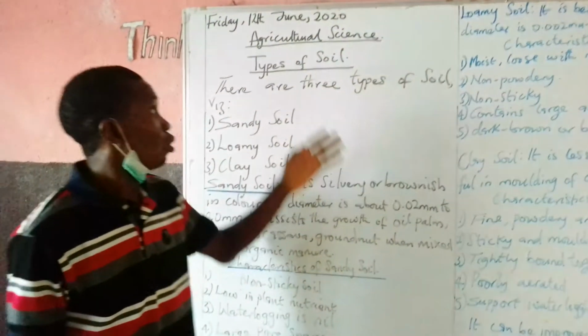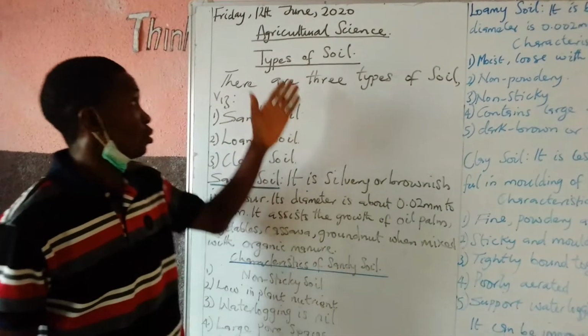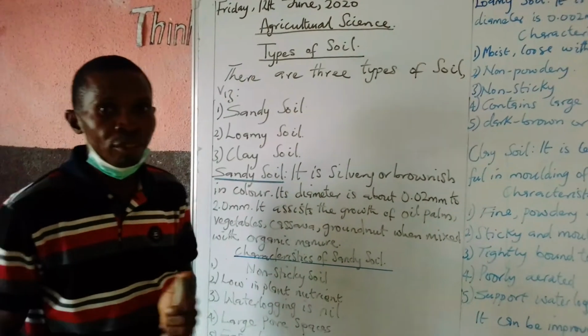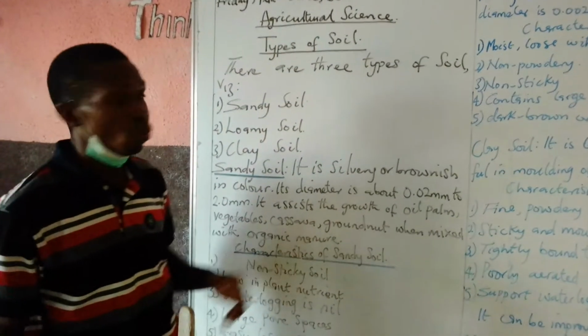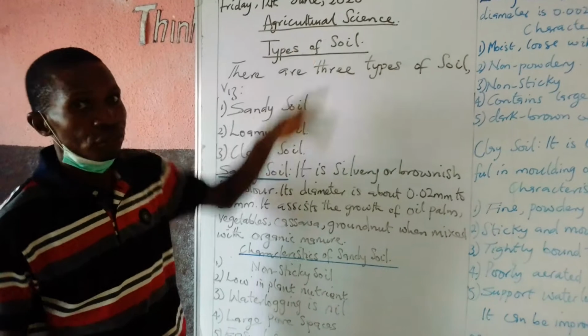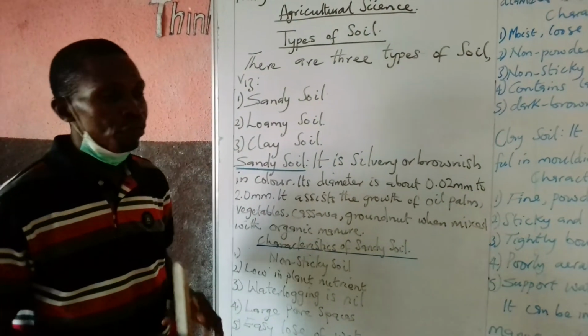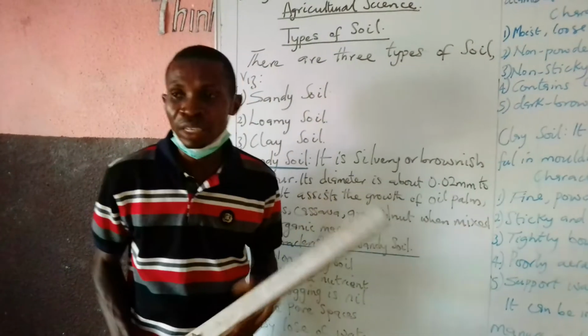What we have before us is agricultural science, and the continuation of the topic we treated within the week has to do with what? Soil. So today's topic will continue from there. Types of soil. I believe you have come across different kinds of soil.